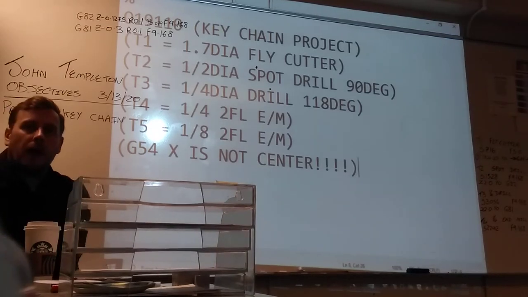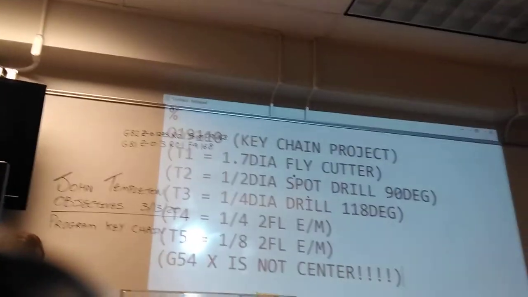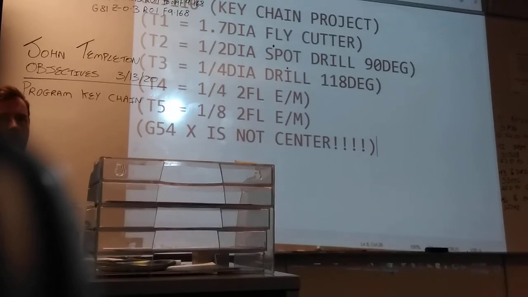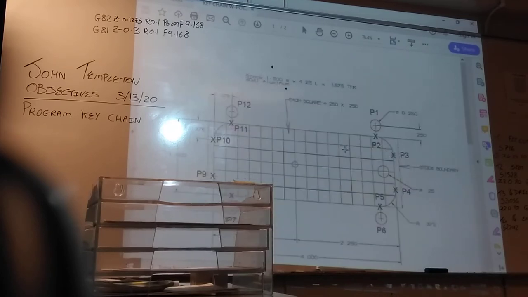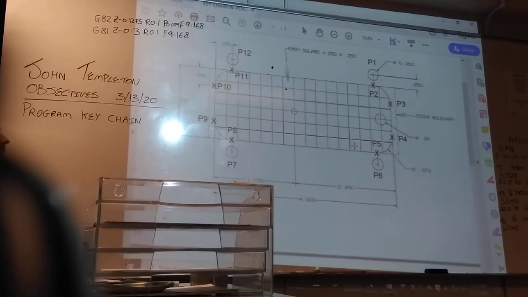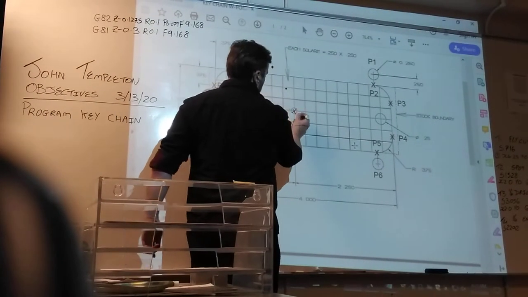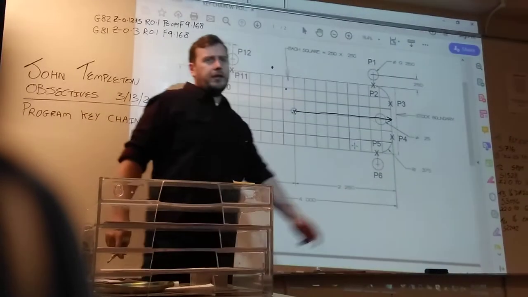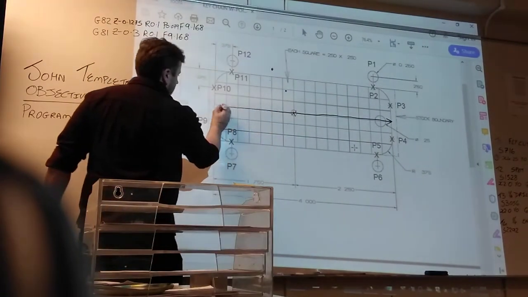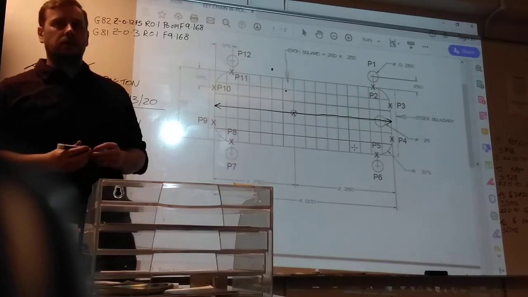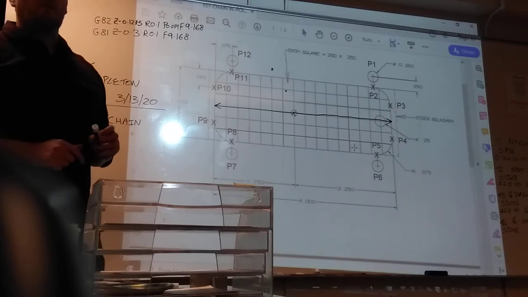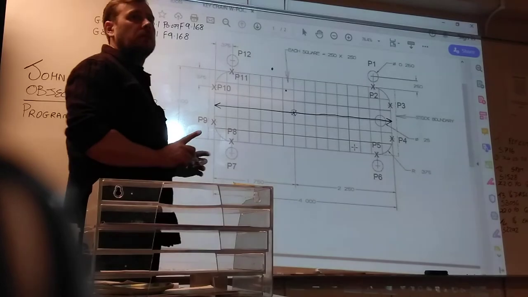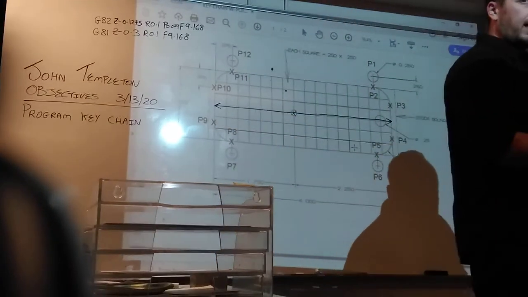So, I'm going to write a note here. The G54 X is not in the center of the workpiece. The distance from here to this side is 2.25. Distance from here to that side is 1.75. So it's not in the middle by how much? 25 thousandths? 500 thousandths. Wait, 1.75. Yeah, exactly, but how much is it offset from the middle?